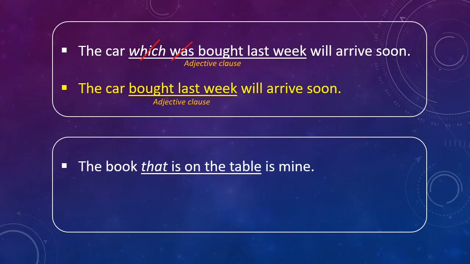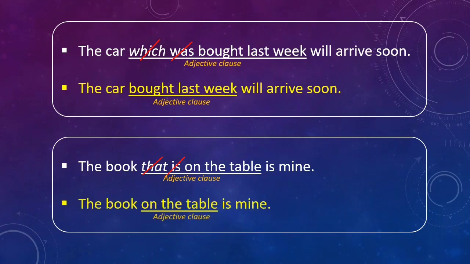The next example, the book that is on the table is mine. In this sentence, the adjective clause that is on the table can be reduced by omitting the adjective clause connector that and also the to be is. So, the sentence will be, the book on the table is mine.